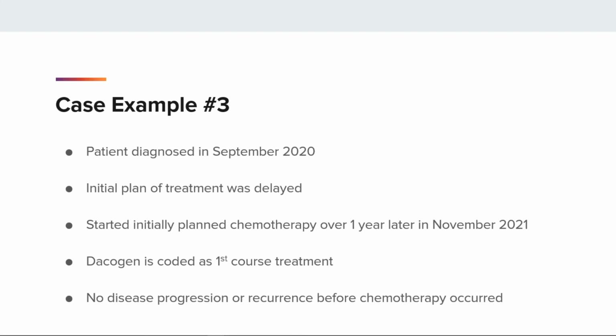As a recap, the patient was diagnosed in September 2020 with primary refractory anemia that is a synonym to MDS with single lineage dysplasia. An initial plan of treatment was given, however, it was delayed due to the patient's health problems. In November 2021, the patient started chemo that was in the initial plan of treatment. So even though this was over 1 year after the initial date of diagnosis, this is considered first course of treatment. The initial treatment plan was not refused and there was no disease progression or recurrence. So it is a rare case that this can happen.